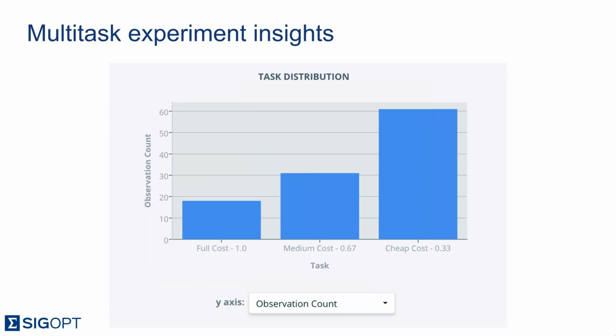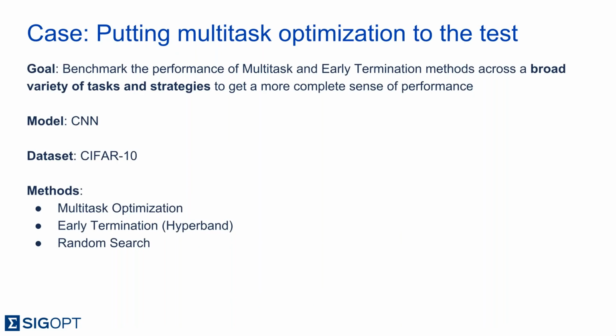You can also see the distribution of your tasks across costs. You can see that the cheapest task on the right has the most samples, and this is what we typically see because the cheapest task presents an opportunity to learn about the space inexpensively. The full cost task on the left is sampled less frequently because it's the most expensive, but since this is the task that the developer will typically productionize, it also is sampled to collect the best solutions. This experiment also features a medium cost task, which is seen in the middle, which is also sampled.